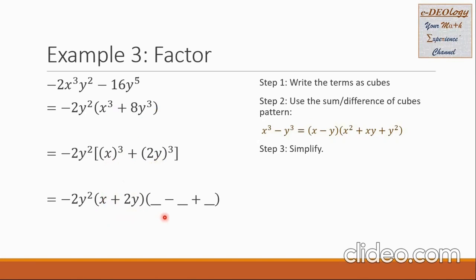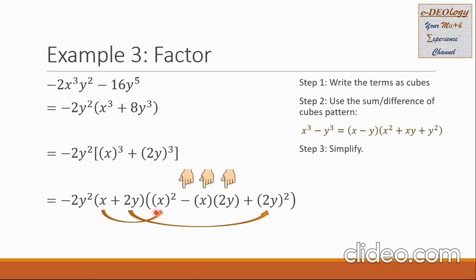For the trinomial, the first term is the square of x. The last term is the square of this 2y. The middle term is the product of the two terms of the binomial factor, but we should write the opposite sign. So all the terms are now in place. We will now simplify.